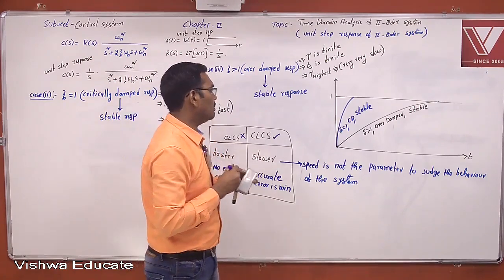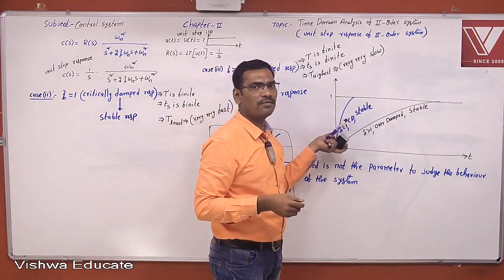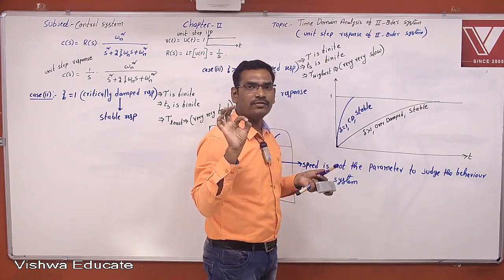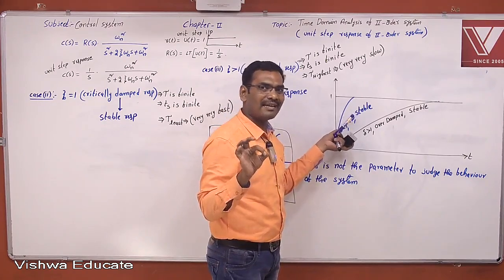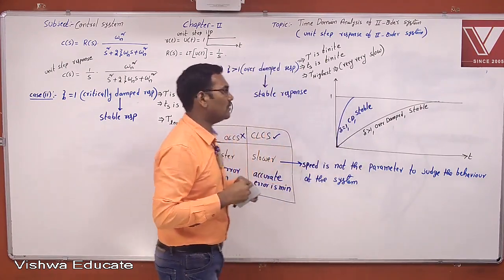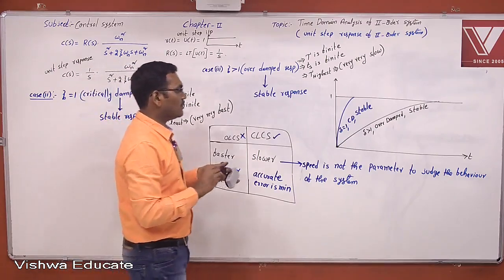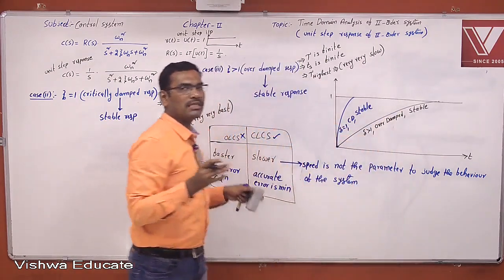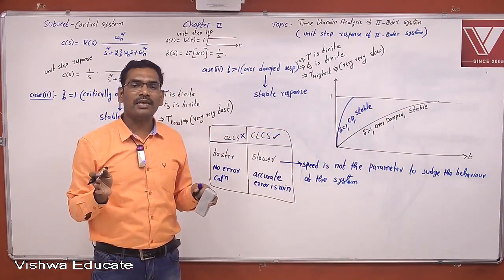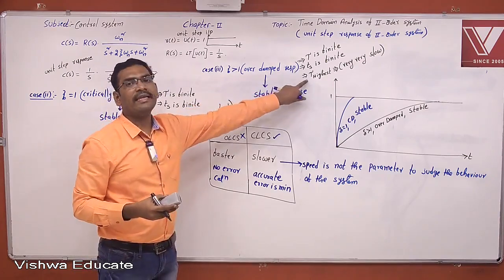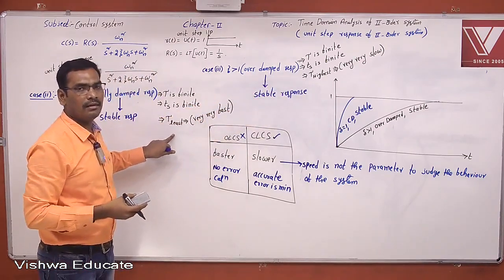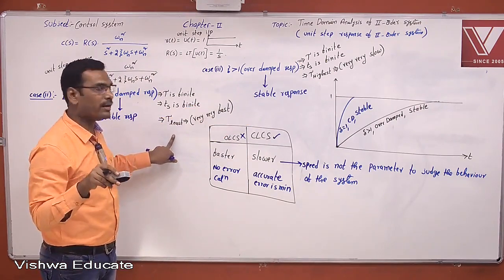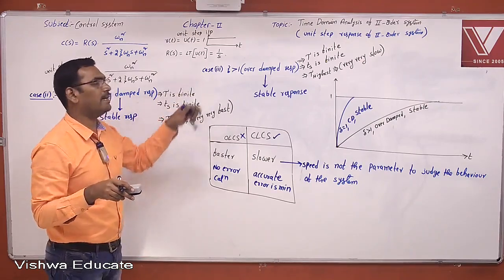Sir, you are saying this is slow, this is fast. Is there any other stable performance which will have characteristics in between these two? Yes, one response is there: the underdamped response, whose time constant is not very high and not very low, but moderate, between the overdamped response and the critically damped response.